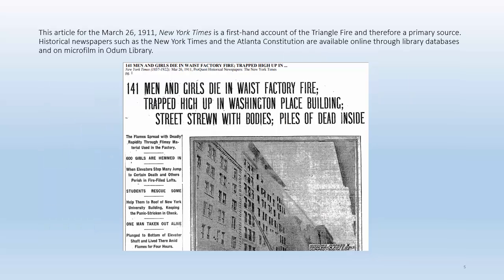Here we have a newspaper article from March 26, 1911, describing the Triangle Fire when it happened. As a first-hand account, it is a primary source. Remember that you can find historical newspapers on microfilm and also digitized within databases within the Odum Library collection.